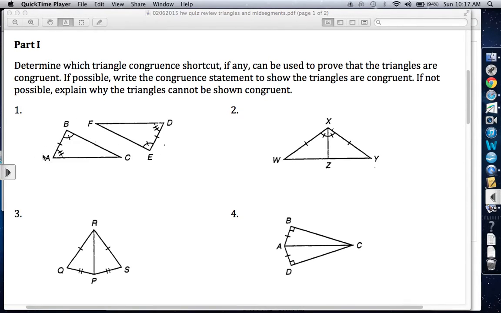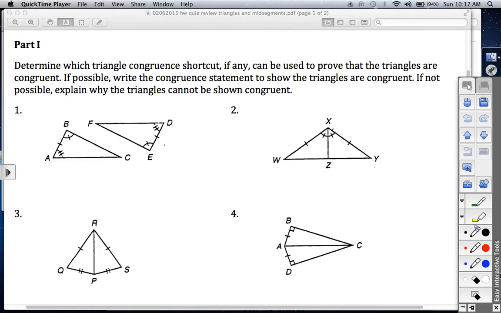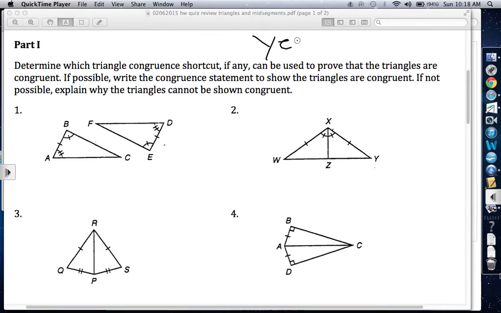pairs. Are these two congruent to each other? Are these two congruent to each other, etc. Every question is going to have a yes or a no. Our goal is to either say yes or no.